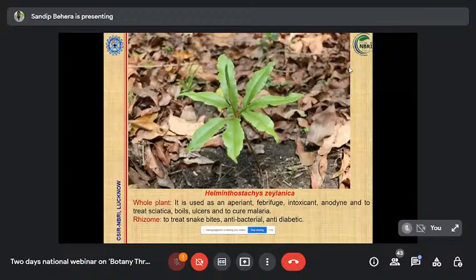In this plant, when the rhizome extracts were screened, one chemical called Helminthostachin, J and K, was found, which has an anti-diabetic property. J and K.